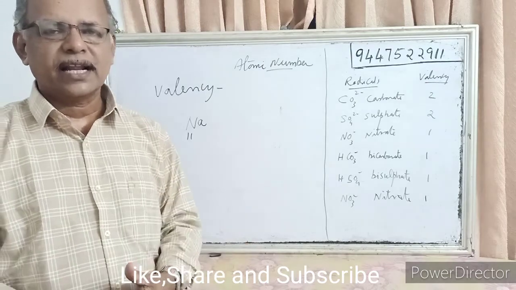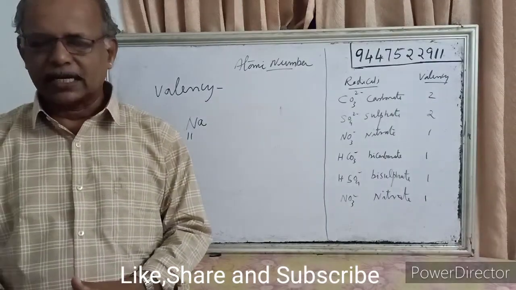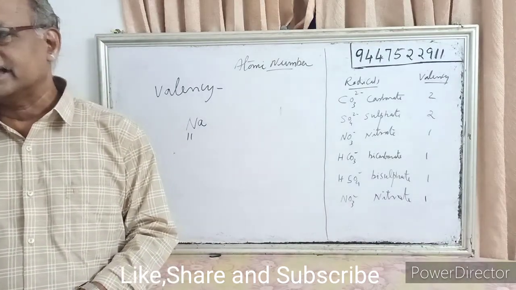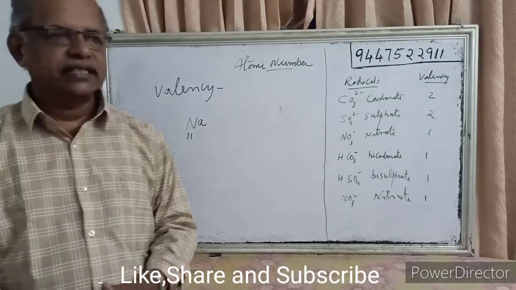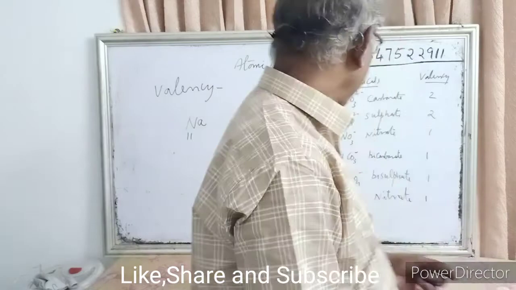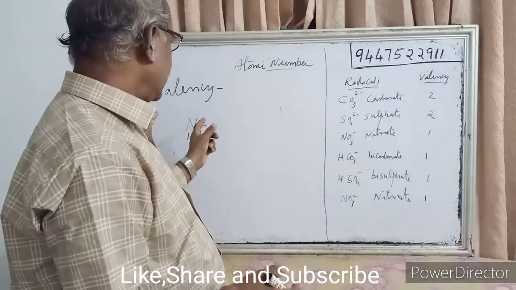So why are atoms electrically neutral? The atoms have no charge. Why? Because atoms contain the same number of positively charged protons and negatively charged electrons. So atoms are electrically neutral. So the method is, if you know the atomic number, you can calculate the valency.